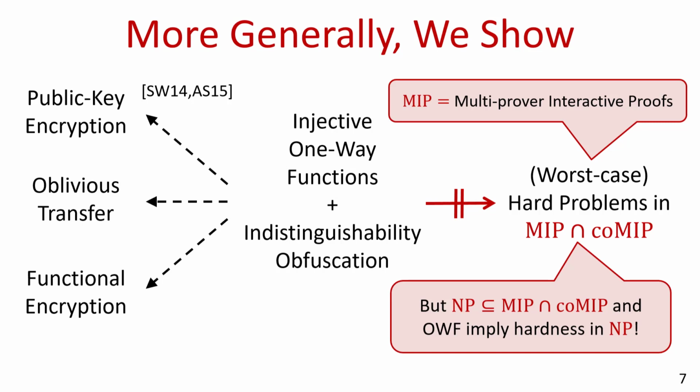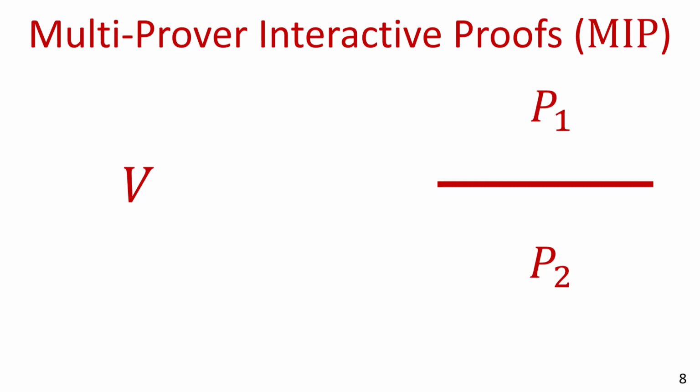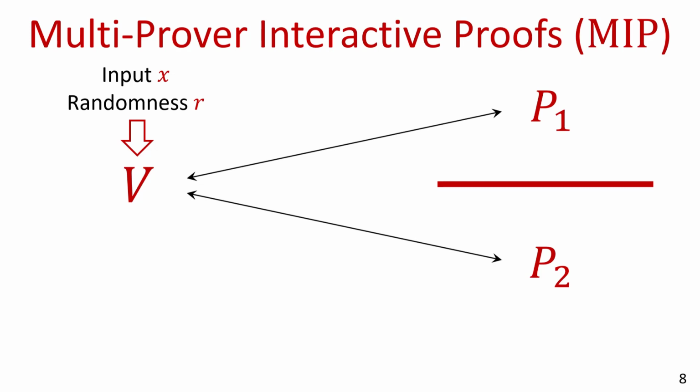To understand better the meaning of our result and how this is in fact possible, we need to explain the definitions of MIP and black box constructions. So, in a multi-prover interactive proof system, we have a polynomial time verifier and two non-communicating computationally unbounded provers. The verifier is given an input x and may use randomness r while communicating with the provers.